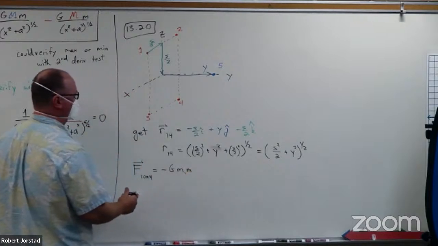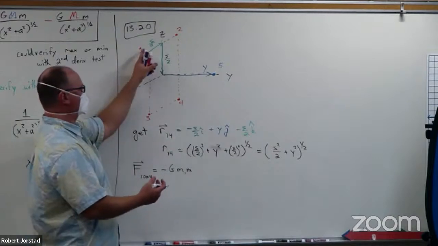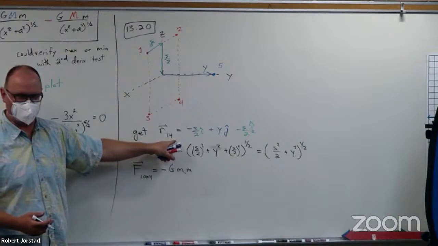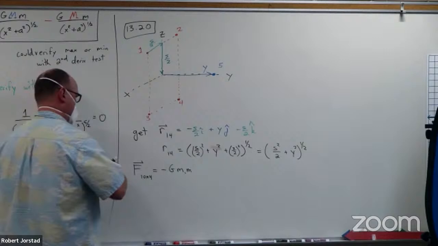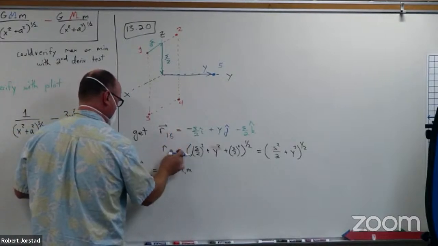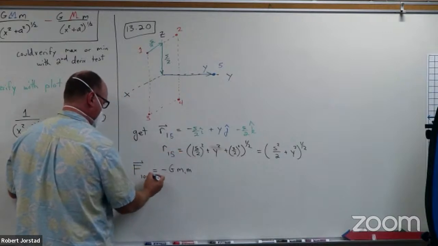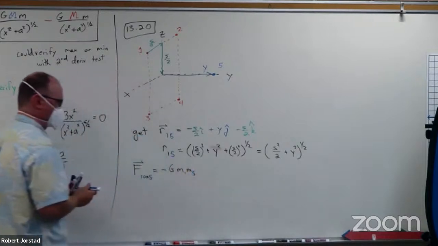Oh, wait a minute. We don't want 1,4. I meant 1,5, didn't I? We're going from 1 to 5, not from 1 to 4. Do you agree? Look, I made a mistake there. Everybody, do you agree? Yes. We're supposed to be going from 1 to 5. I apologize. Let's fix that up. So we're getting the force of 1 on 5. Sorry about that.